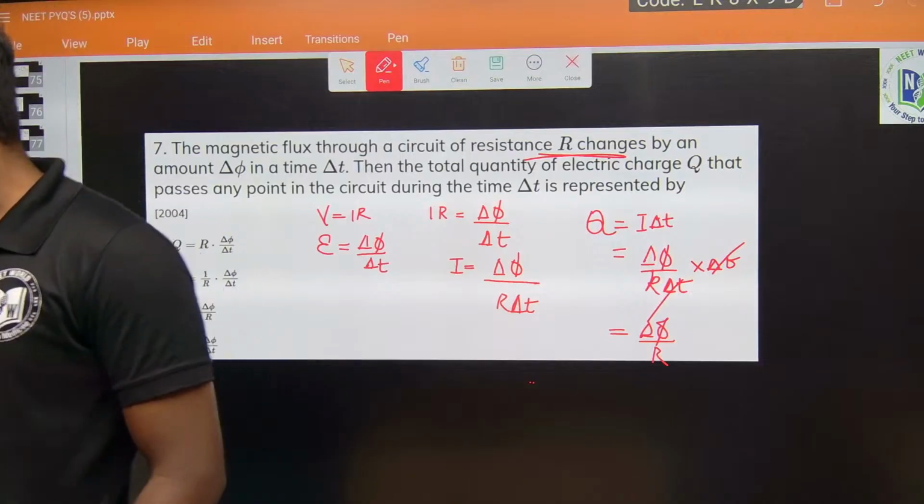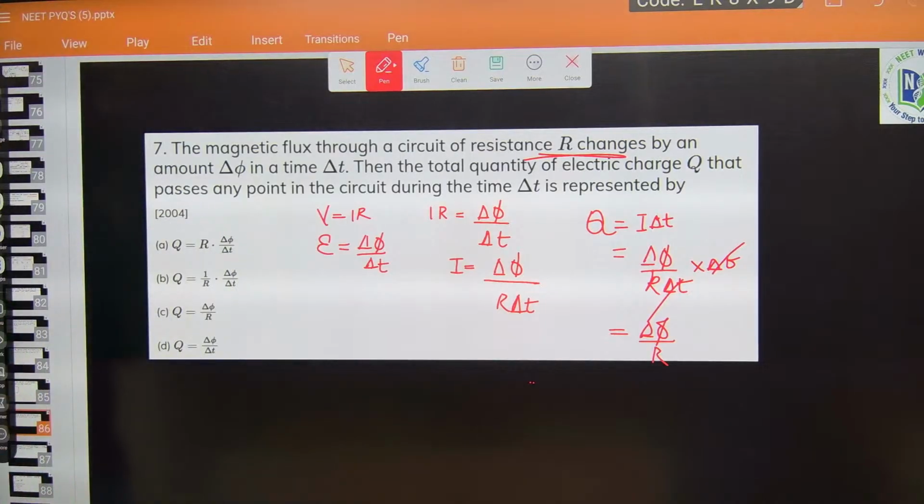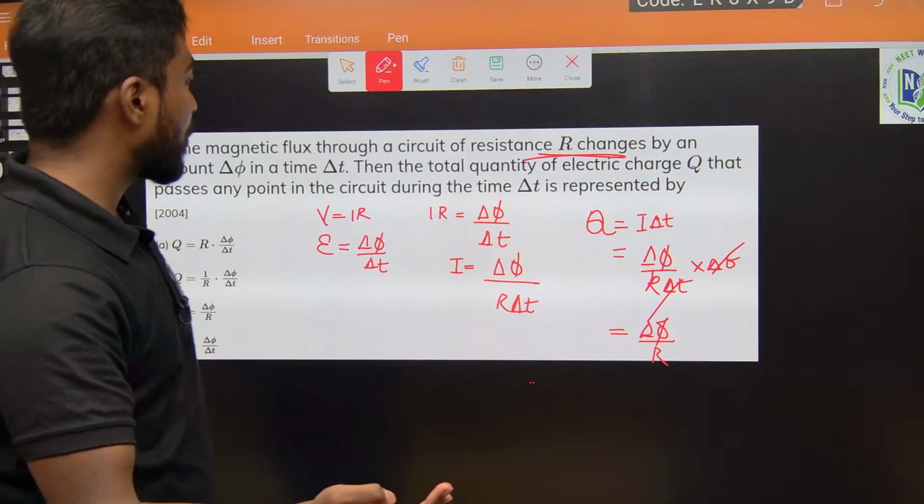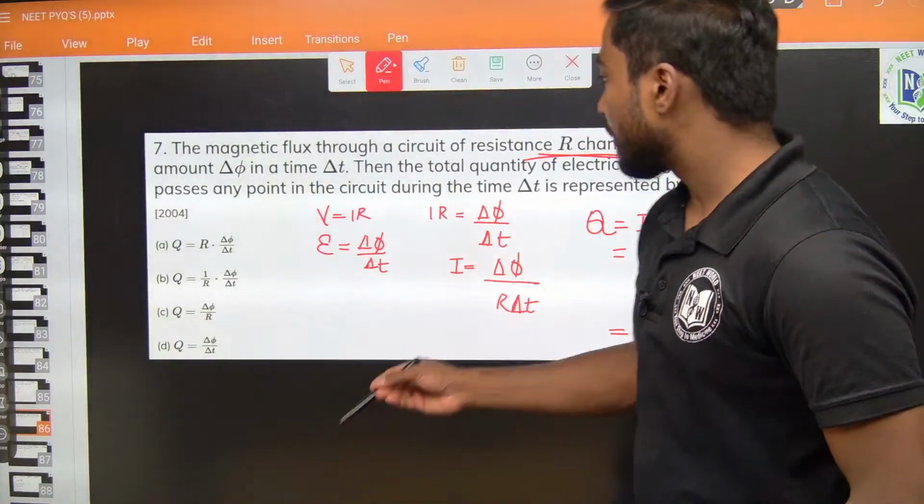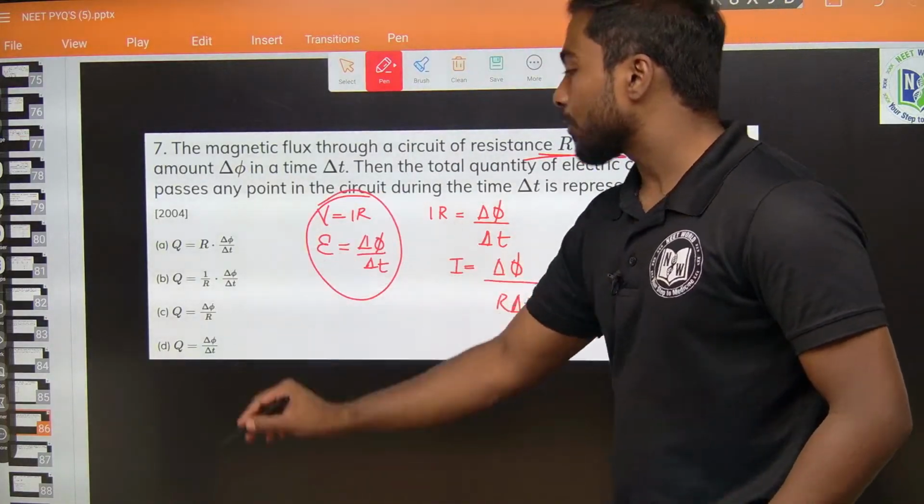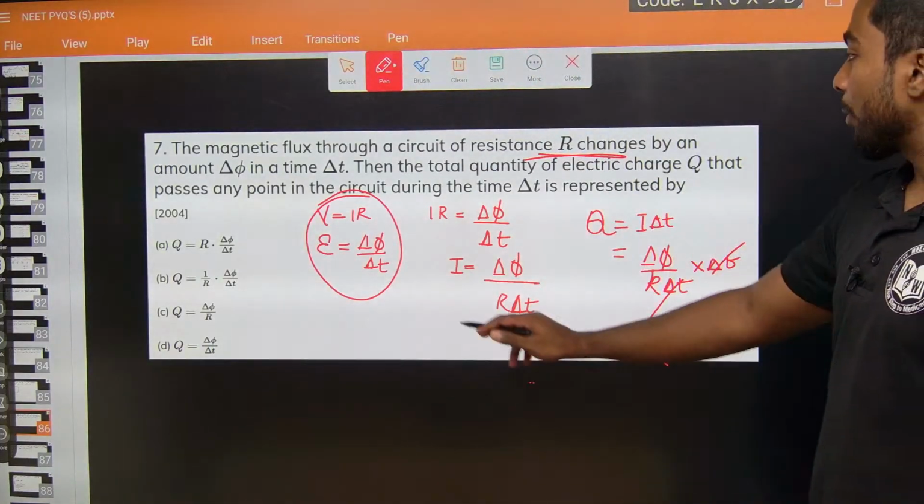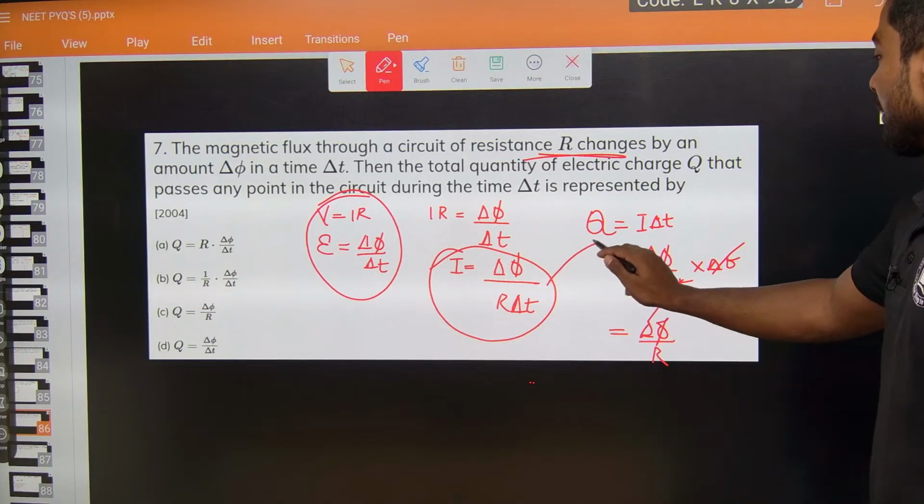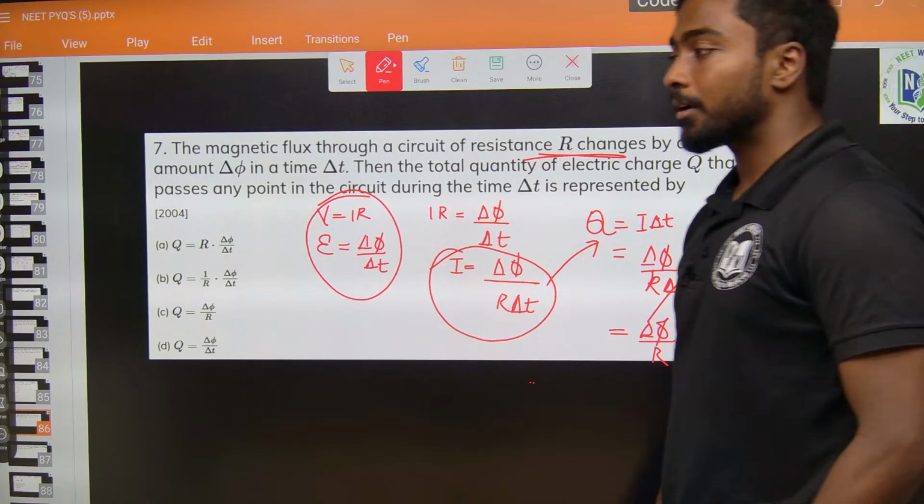Whatever is given in the question I have taken. The magnetic flux through the resistance changes by an amount delta phi in delta T. These are the given terms in the question. They have not mentioned I, so I have taken the two formulas, V is equal to IR and E is equal to delta phi by T. I have equated them and got the value of I. Then I substituted it in the equation Q is equal to I delta T.